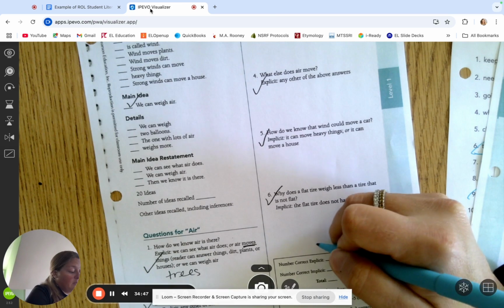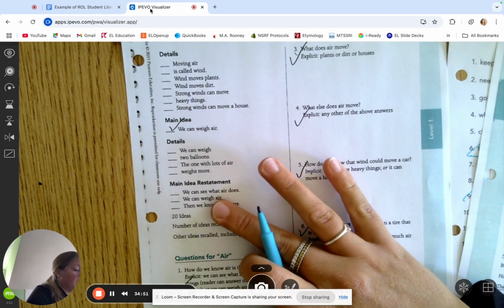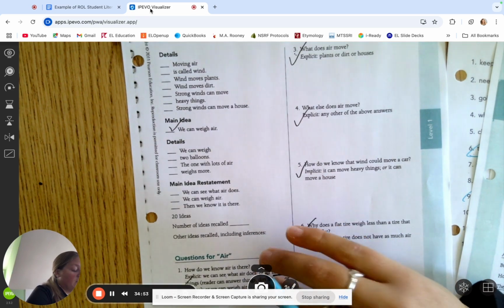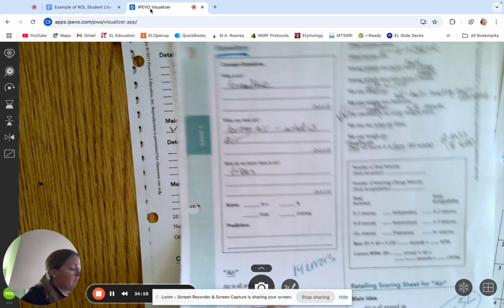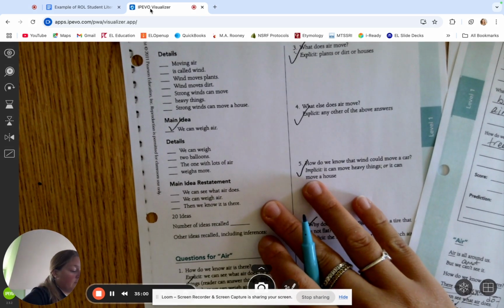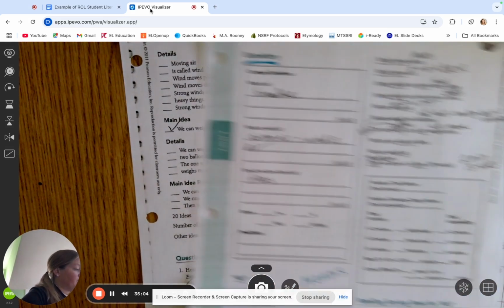So his comprehension was there. But it was interesting to me, he couldn't generate it himself, but he could pull the information when asked. He could remember it. So maybe he doesn't know how to give a retell. Maybe he doesn't know how to give a summary. That could be something I work on with him.